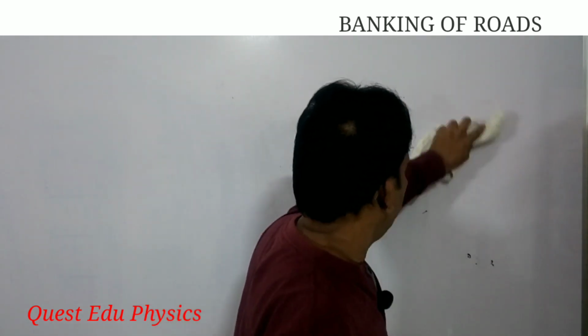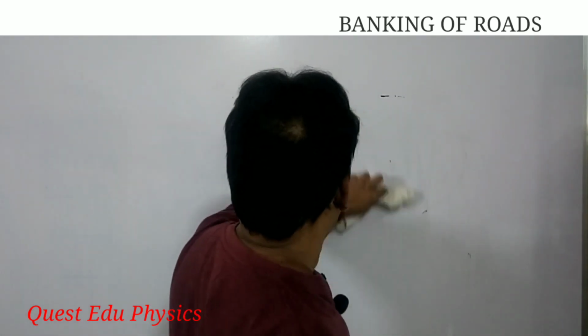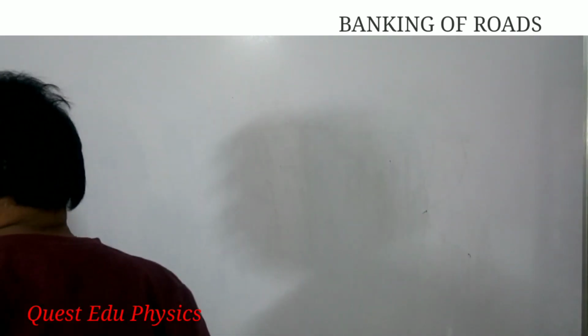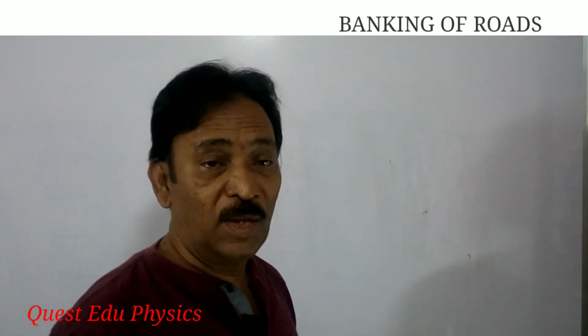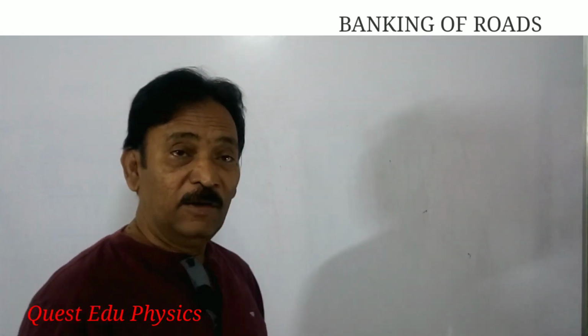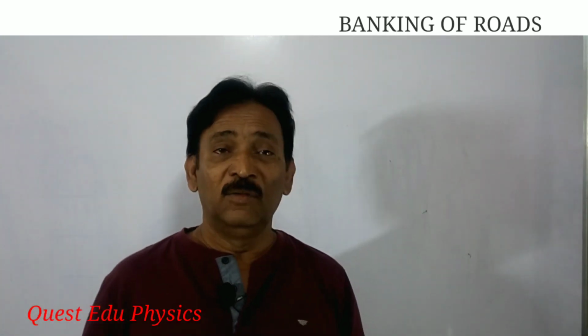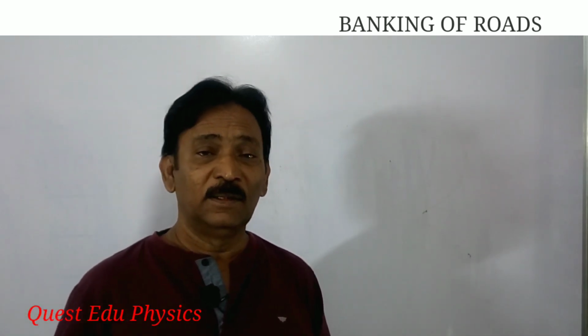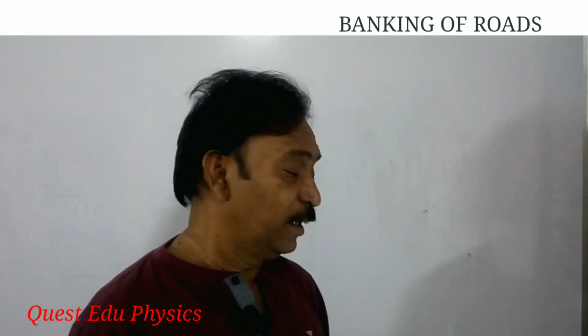Okay students, now we are going to talk about banking of the roads. First of all, you have to understand what is meant by banking. Banking is nothing but elevating one side of the road with the horizontal. Elevating one side of the road with the horizontal is known as banking. The angle made by the elevated road with the horizontal is the angle of banking. Let's see.